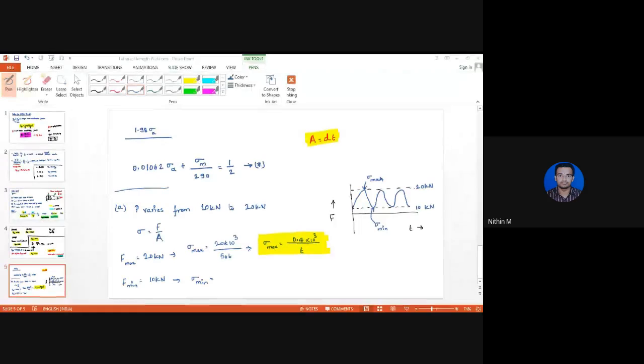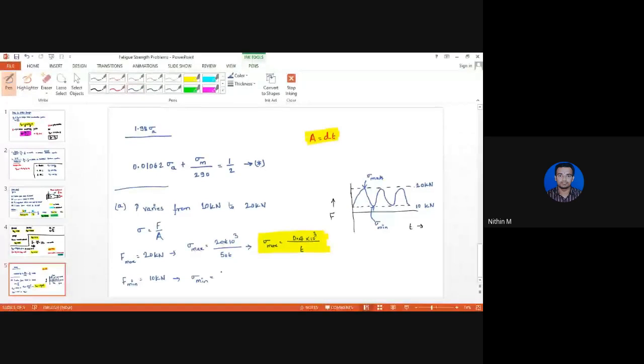Okay, fine. So now similarly calculate the minimum stress induced in the component. So minimum stress is 10 kilonewton. So thereby this is 10 into 10 raised to 3 divided by 50t. So this should be 200 by t.